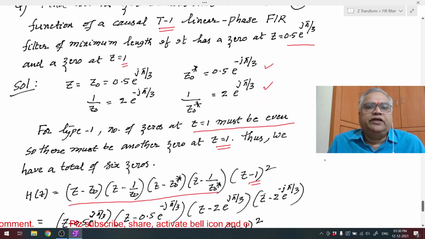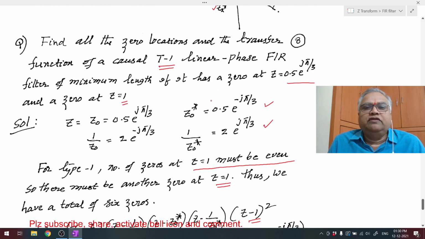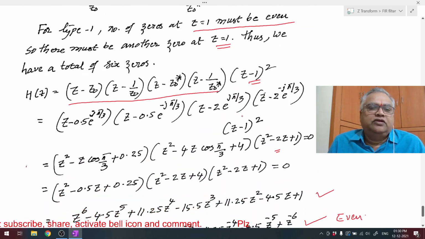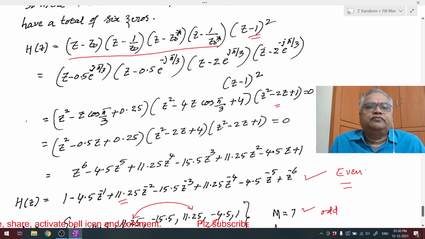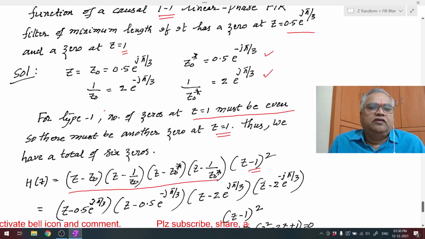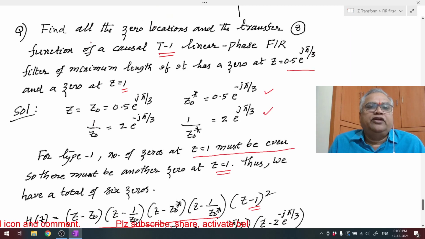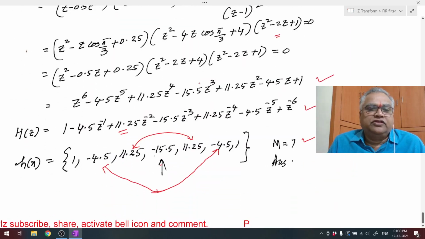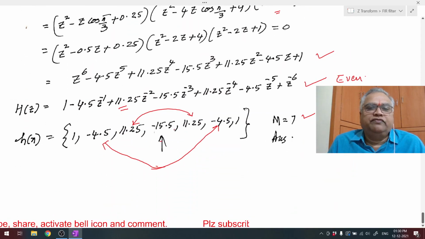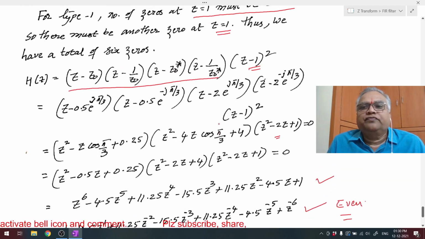So like this, with this information, we can find out h of n. So what is the question here? Find all the zero locations and the transfer function of a causal filter. So transfer function is h of z, and h of n also we find out.